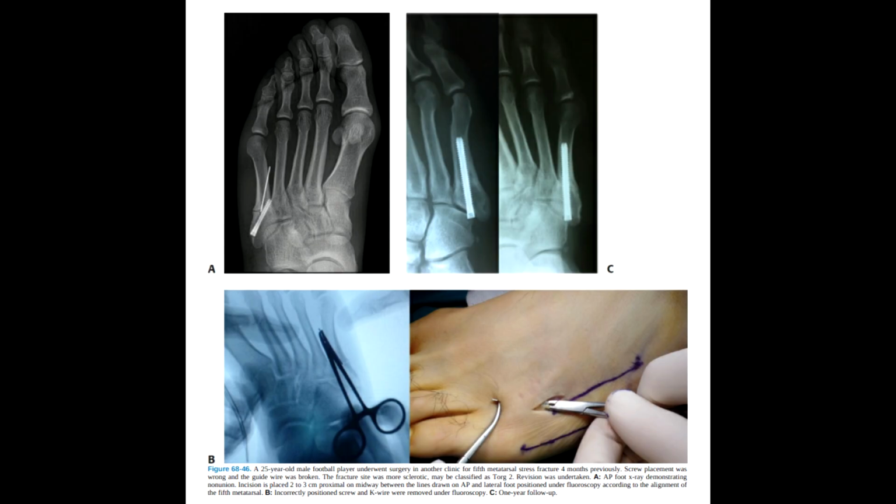During revision, the incorrectly positioned screw and broken guide wire are removed under fluoroscopy, and a new incision is planned 2 to 3 centimeters proximal to the base, aligned with the 5th metatarsal on AP and lateral views. The final panel shows the 1-year follow-up after proper revision with a healed fracture.